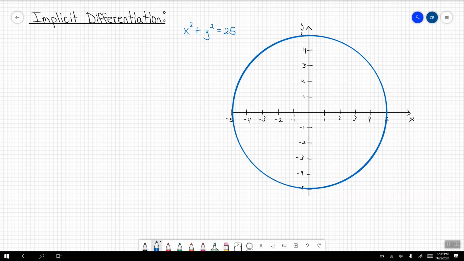Today we're going to be working with implicit differentiation. And where I want to start is how we want to work with implicit differentiation, and more specifically, why we want to work with implicit differentiation.